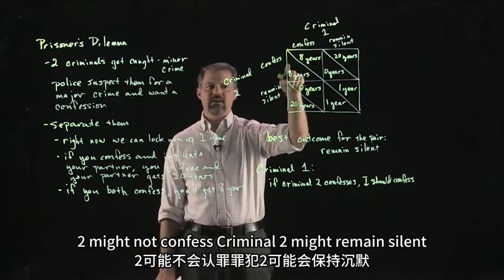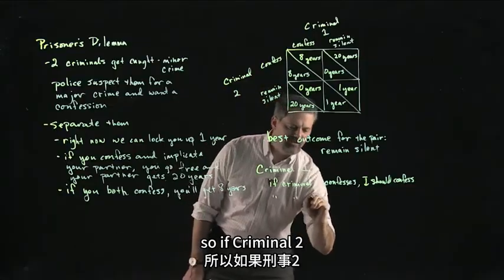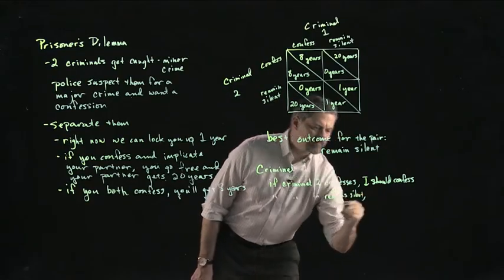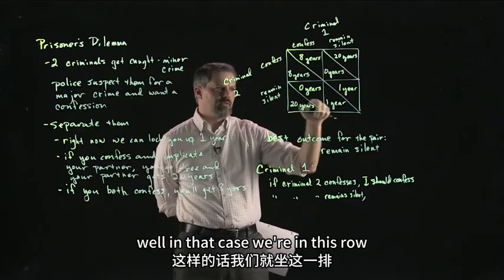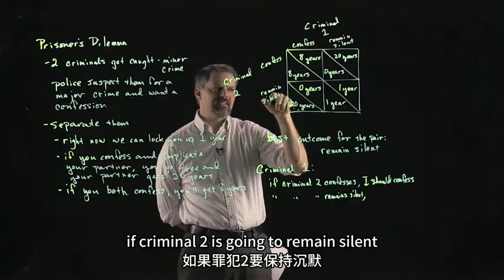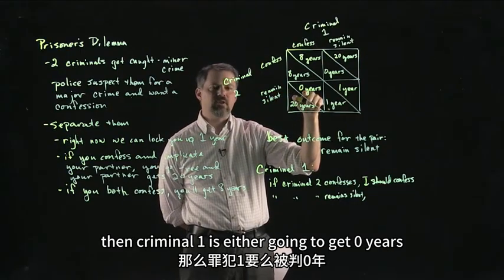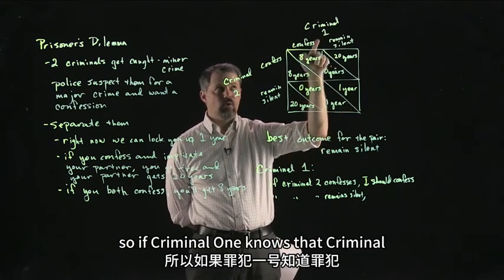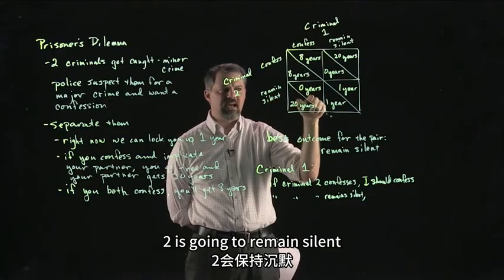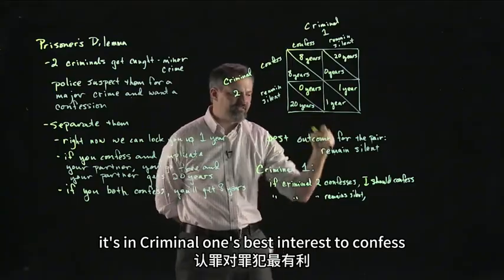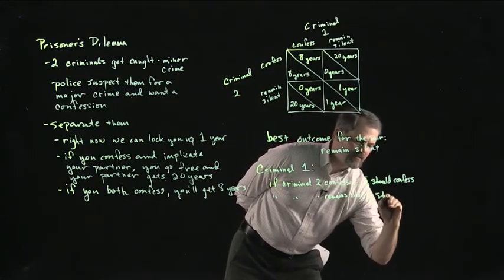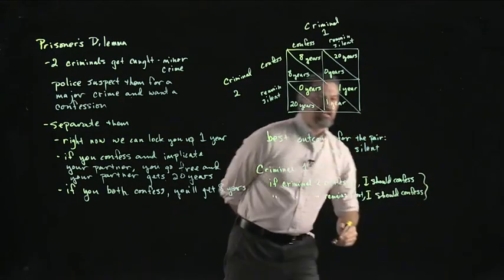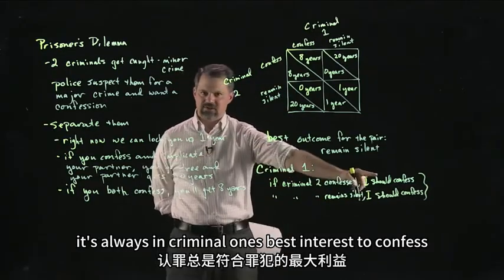Criminal two might not confess. Criminal two might remain silent. So if criminal two remains silent, well, in that case, we're in this row. If criminal two is going to remain silent, then criminal one is either going to get 0 years or 1 year, and they'd rather have 0 years. So if criminal one knows that criminal two is going to remain silent, it's in criminal one's best interest to confess. I should confess. Notice that it's always in criminal one's best interest to confess.